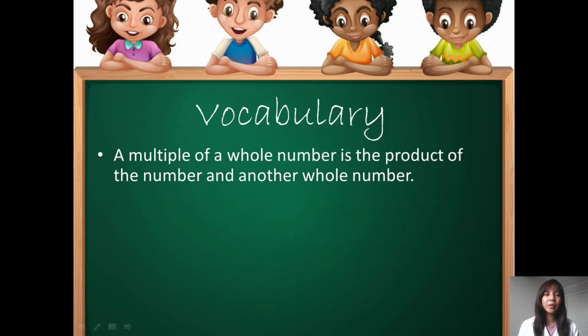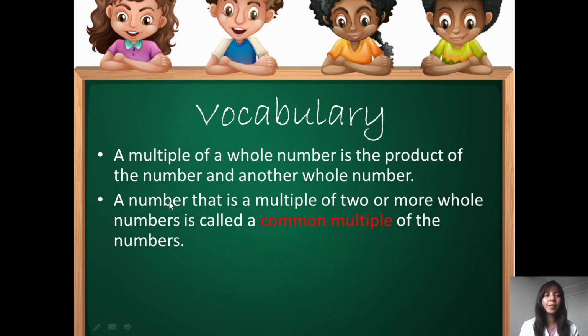Okay, so first you have to know the following words, or vocabulary. A multiple of a whole number is the product of the number and another whole number. Which means, for example, we have a very simple example, 2. So 2 here, we will multiply by 1. The answer is 2, right? Then the answer 2 is a multiple of a whole number, because a multiple is the product of the number, which is 2, and another whole number, which is 1 here. So the answer is called a multiple of a whole number. Understand? So let's erase this one.